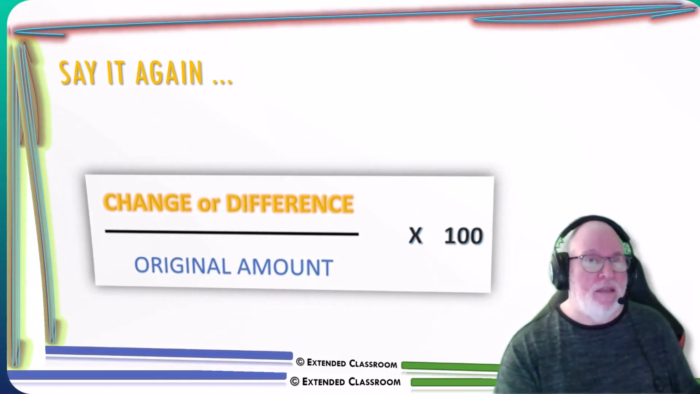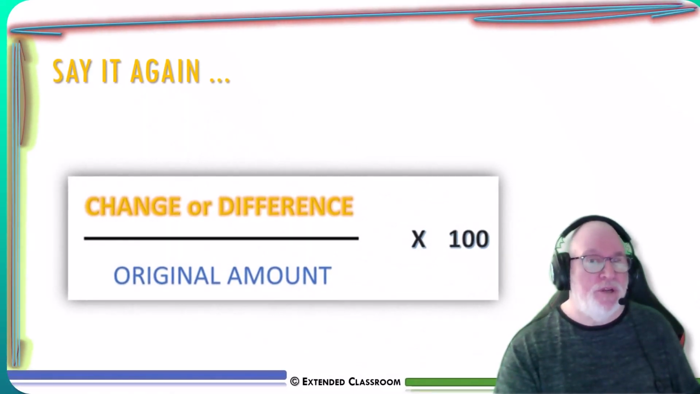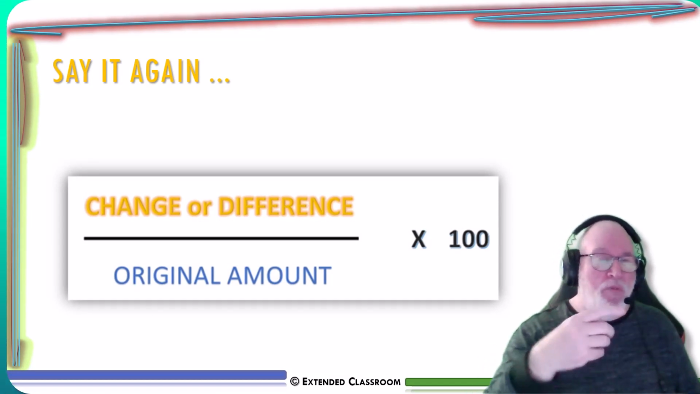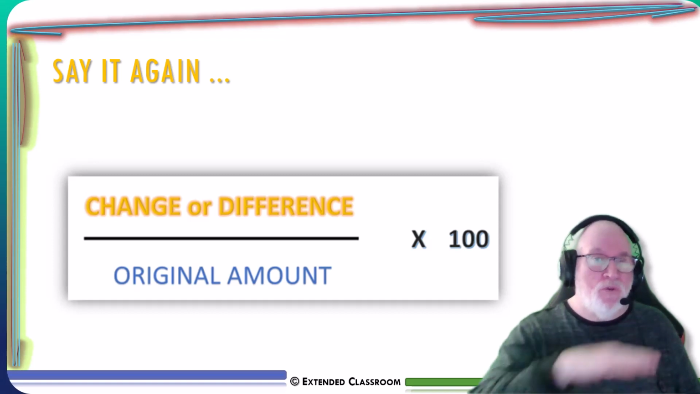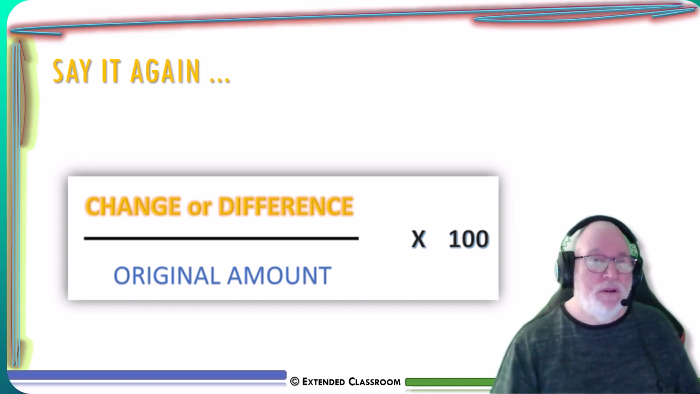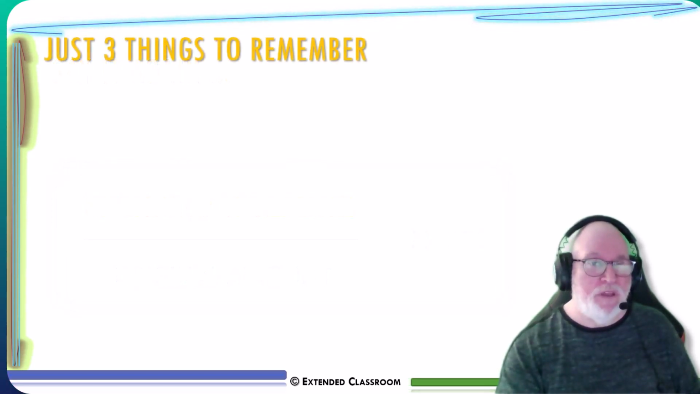Say it again, change divided by original. And see the line there? Just like fractions, you divide the top by the bottom. So it's change divided by the original, multiplied by 100. That's the last wee thing that you do. So it's just 3 things you've got to remember. And that will help you greatly with your mathematics, with your numeracy.